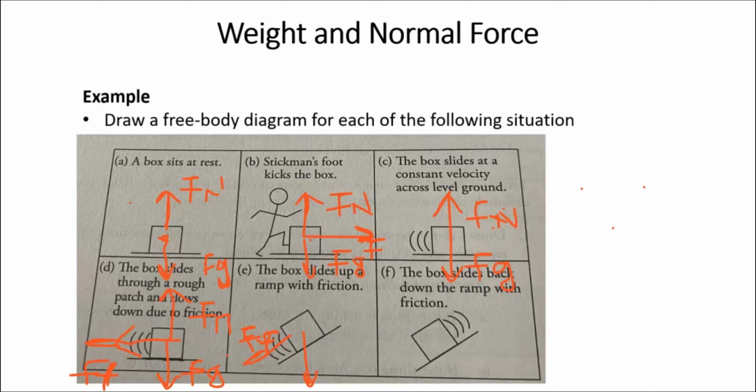Now the normal force is no longer perpendicular. So the normal force slants this way. It's no longer perpendicular because the object is not on a flat surface anymore. The object is slanted, so the normal force is no longer on a straight path. Then the same thing applies to the next box too.